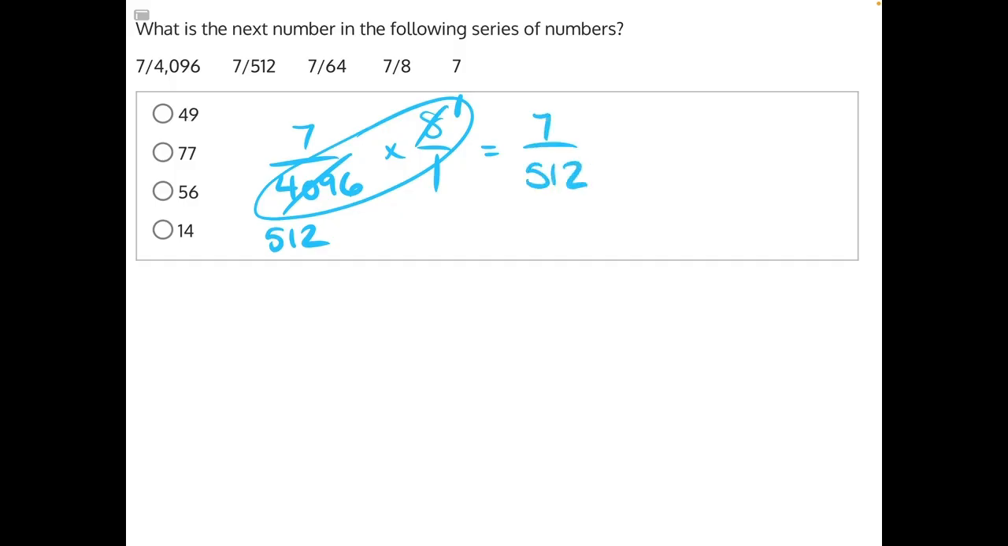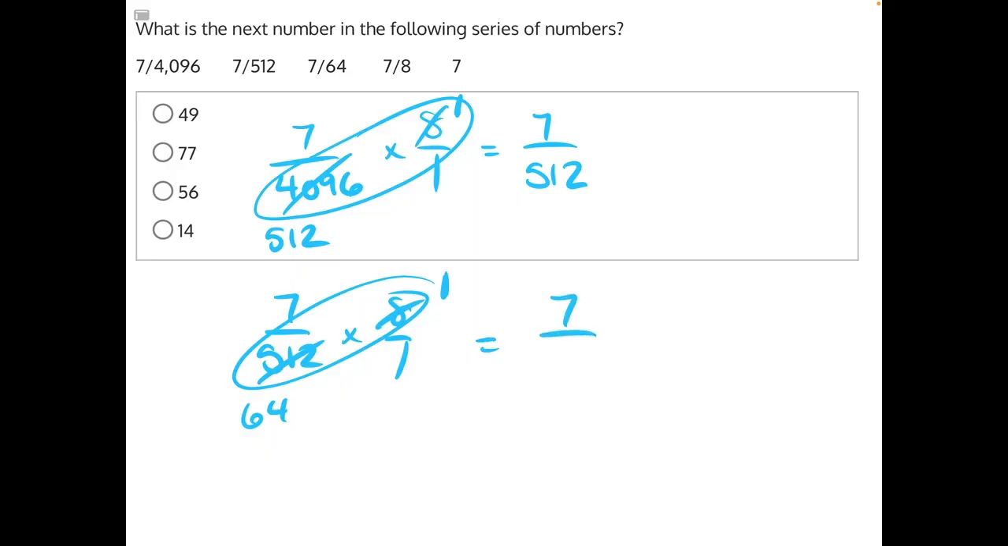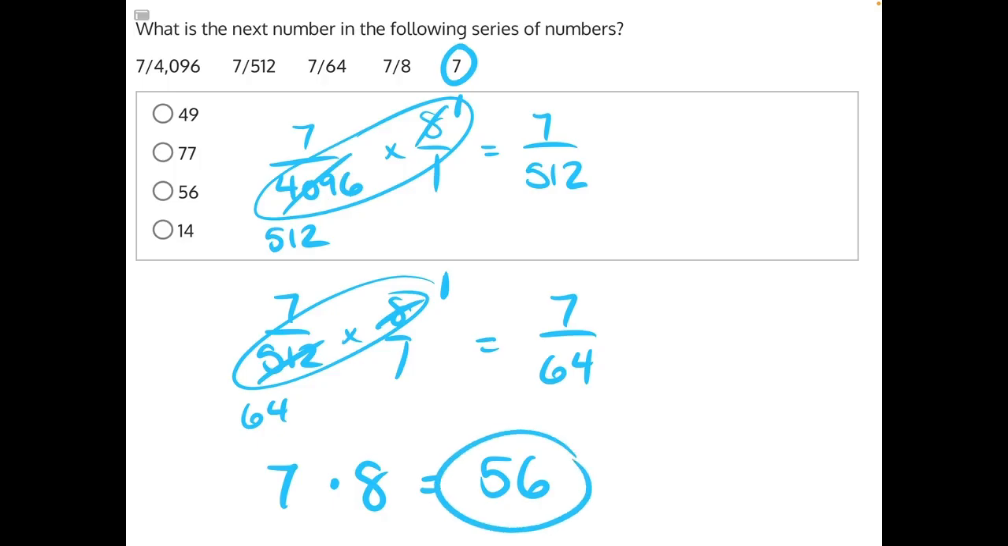Then we do the same thing again. We multiply it by 8, and again, we can factor out the greatest common factor of 8 and be left with 1, factor out the greatest common factor of 8 and be left with 64. So if we want to find the next number in our series, we need to multiply the last number, which is 7, by 8. And that number would give us 56, making answer choice C our correct answer.